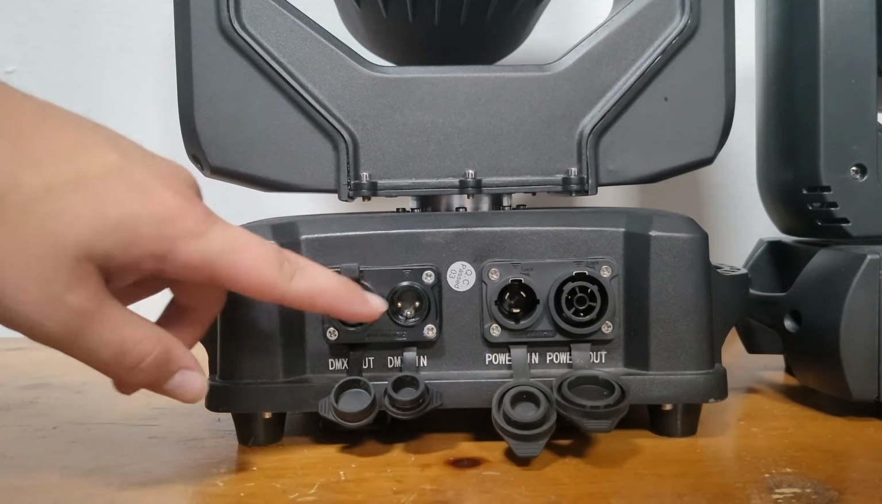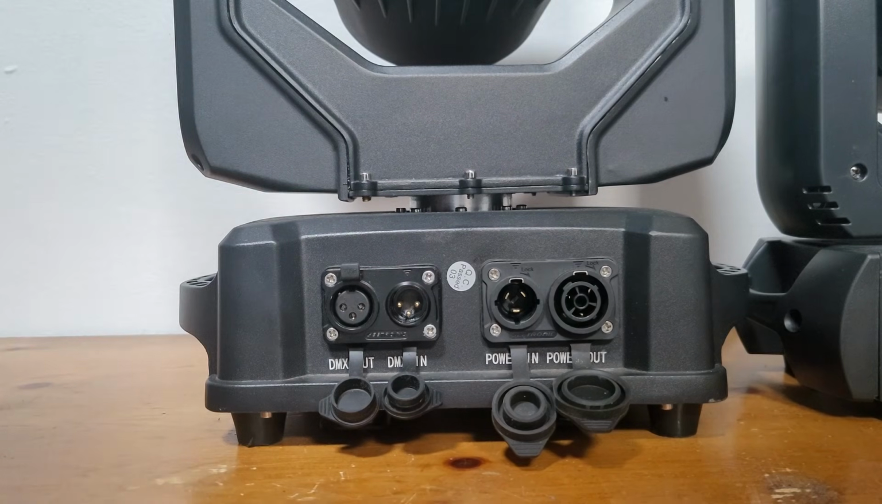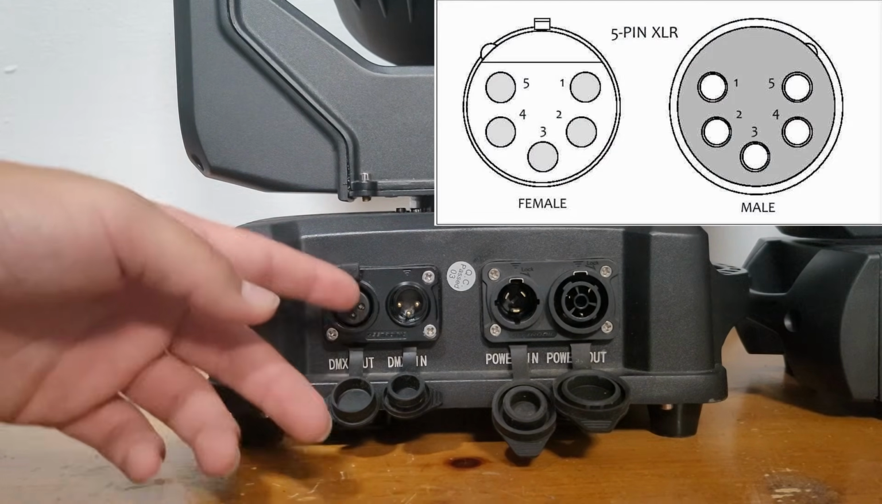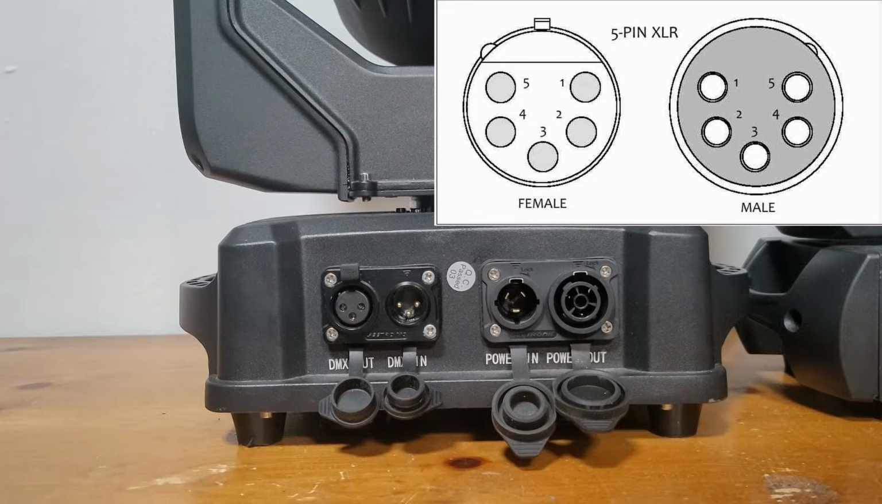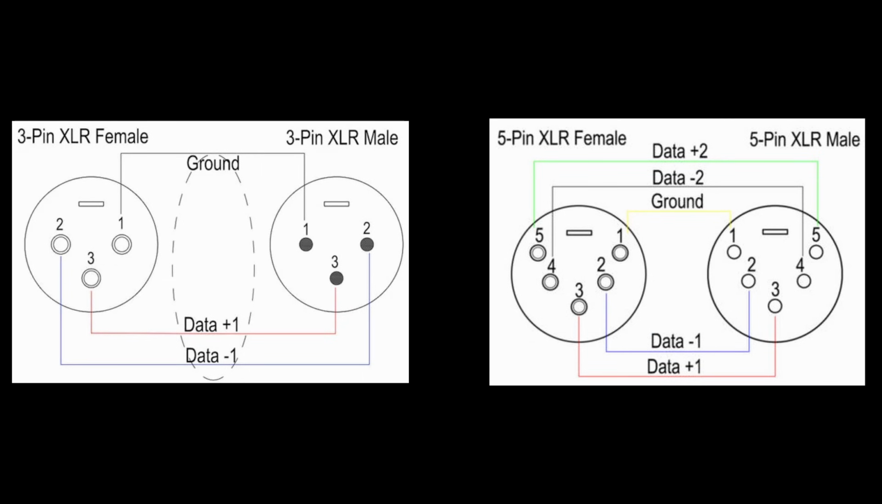They'll either be 3-pin connectors, most of the time they are 3-pin connectors like these, and then you might have a few devices that have 5-pin connectors. Whether they're 5-pin or 3-pin, the pins will be ground, data positive, and data negative. The 5-pin connectors just have 2 data positives and 2 data negatives.